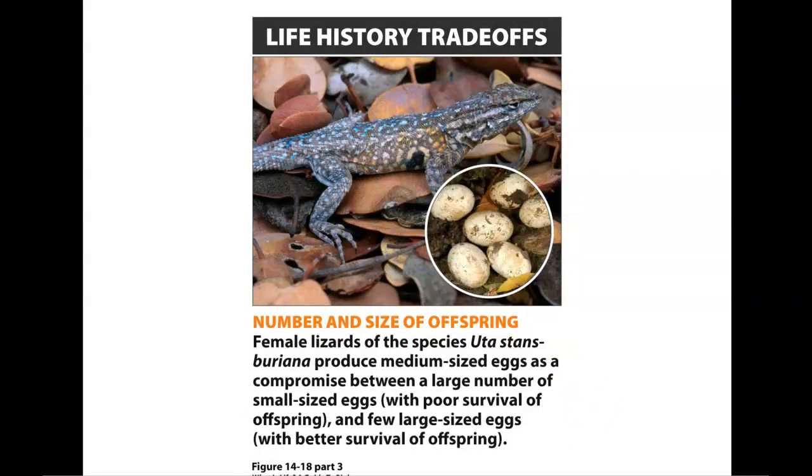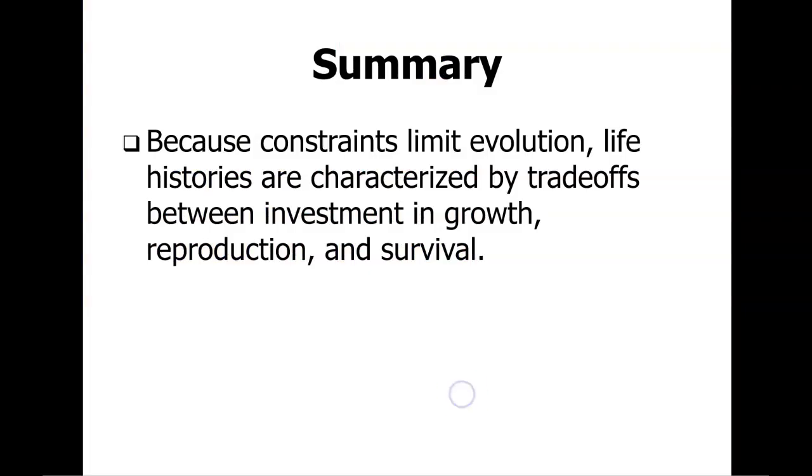And then we talked about the number and size of offspring. The female lizards of a species can produce medium-sized eggs and compromise between a large number of small eggs, where it might have more eggs but a poor survival rate for the offspring, or it could have fewer large-sized eggs, which have a better survival of the offspring, but you get less of those. So because constraints limit evolution, life histories are going to be characterized by trade-offs between investments in growth, reproduction, and survival.